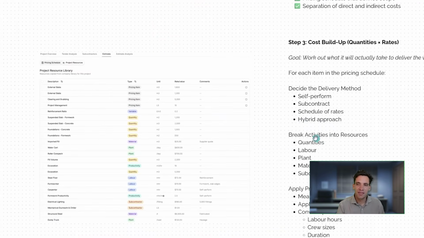Any construction activity is going to be a function of the delivery methodology. This would mean whether we're self-performing the task, employing our own labor, plant, and materials to do the work, or we're engaging a subcontract on a lump sum to do it.